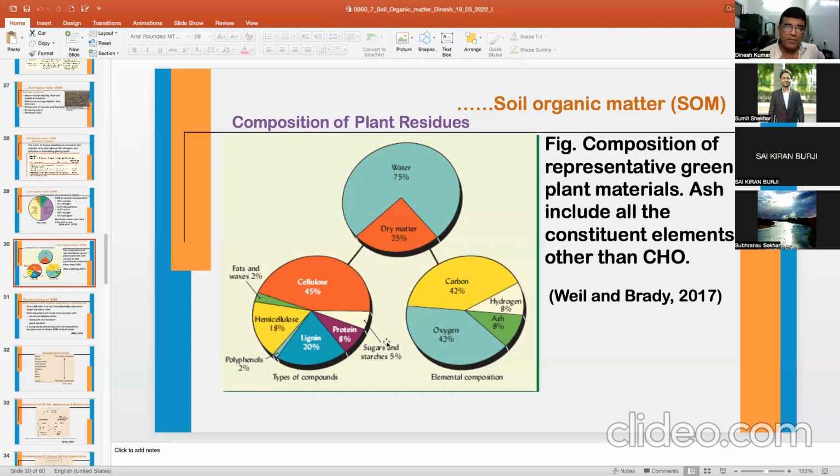You can see this. If you see the compound basis, this I copied from the Nyle Brady book. You can also read from that book. So you can see cellulose is 45%, protein 8%, sugar and starch 5%, lignin 20%, phenols 2%, hemicellulose 18%, fat and wax. At least you can have some rough idea of what kind of compounds are there in organic matter or dry matter: cellulose, protein, lignin, hemicellulose, fats, waxes. These are the compounds. The elemental basis is there on the right side.